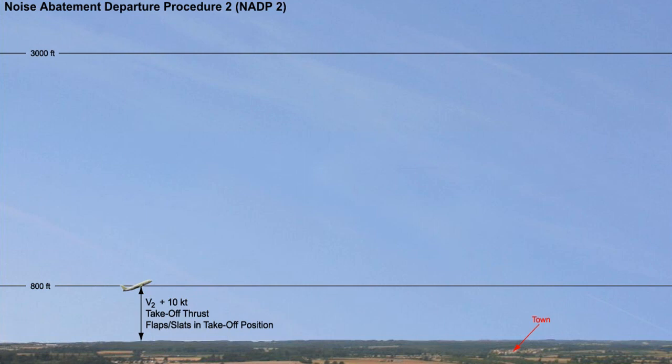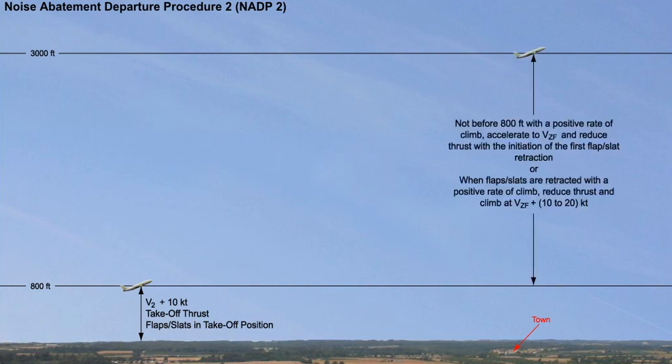Noise Abatement Departure Procedure 2 involves initially climbing to 800 feet at no less than V2 plus 10 to 20 knots. On reaching 800 feet above aerodrome level, decrease aircraft pitch and, while maintaining a positive rate of climb, accelerate towards zero flap speed, VZF, and reduce power with the initiation of the first flap or slat retraction. Alternatively, when the flaps and slats are retracted after 800 feet, then reduce thrust and climb at VZF plus 10 to 20 knots up to 3,000 feet. On reaching 900 meters, or 3,000 feet, above aerodrome level, transition to normal en route climb speed.